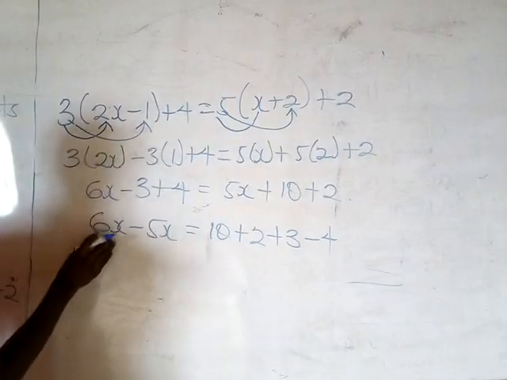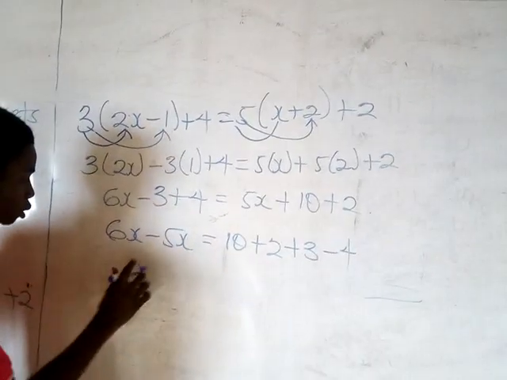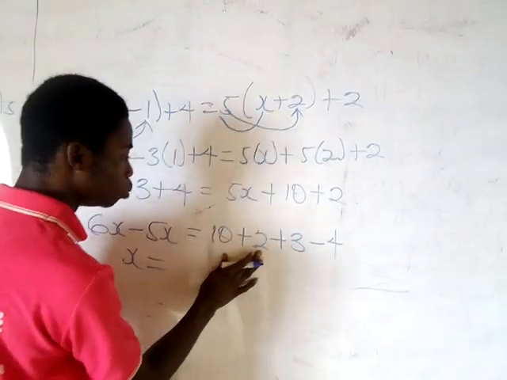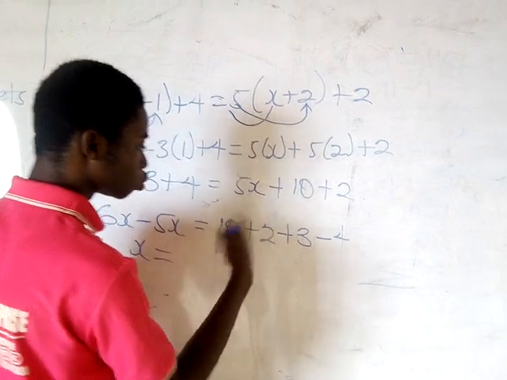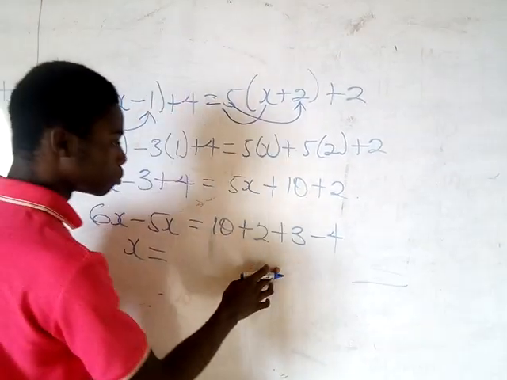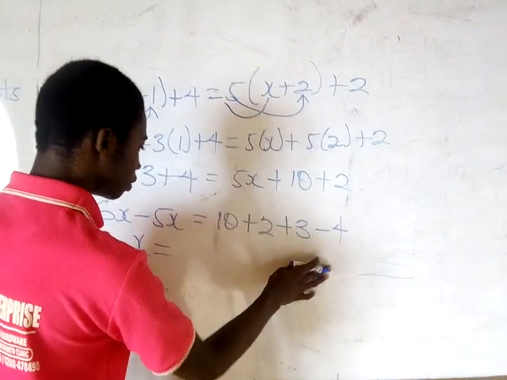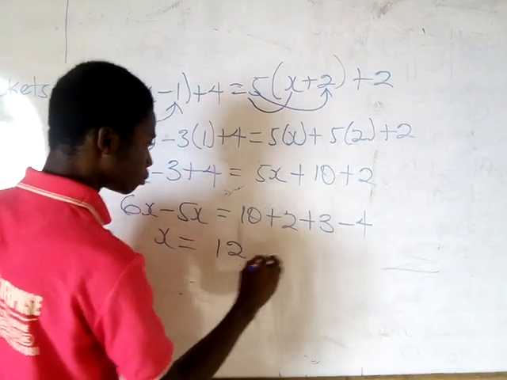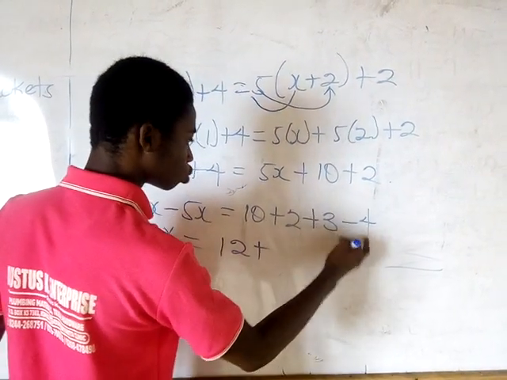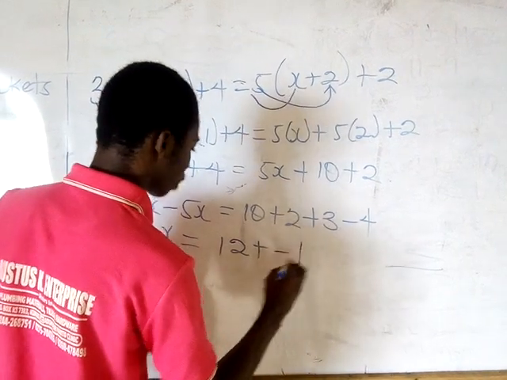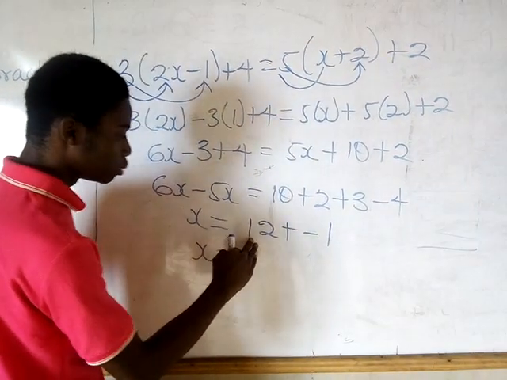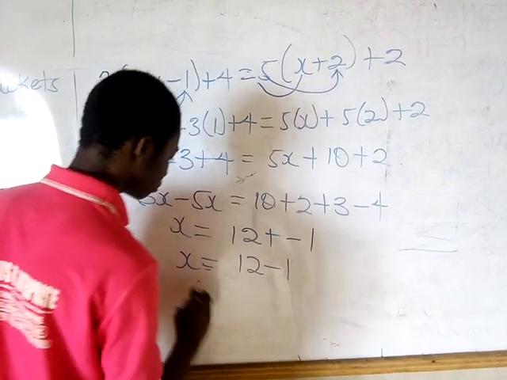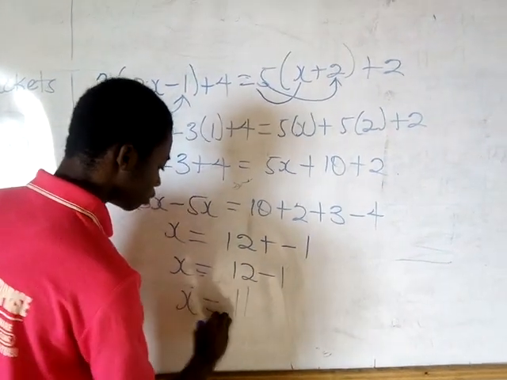Negative 4. So 6x minus 5x gives us what? x, positive x, equal to, we have 10 plus what? 2, gives us what? 12. And 12 plus what? 3 gives us what? 15. And 15 minus 4 gives us what? 11. So you can read it like this. 10 plus 2 is what? 12. And plus 3 minus 4 is what? Negative 1. So x is equal to 12 minus what? 1. So therefore x is equal to what? 11.